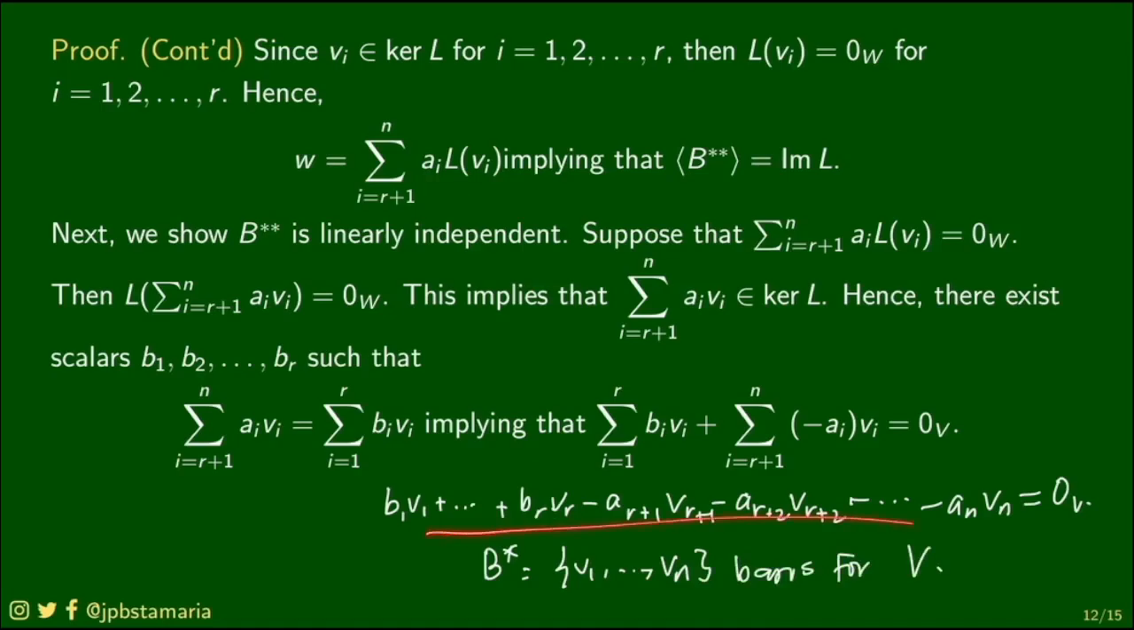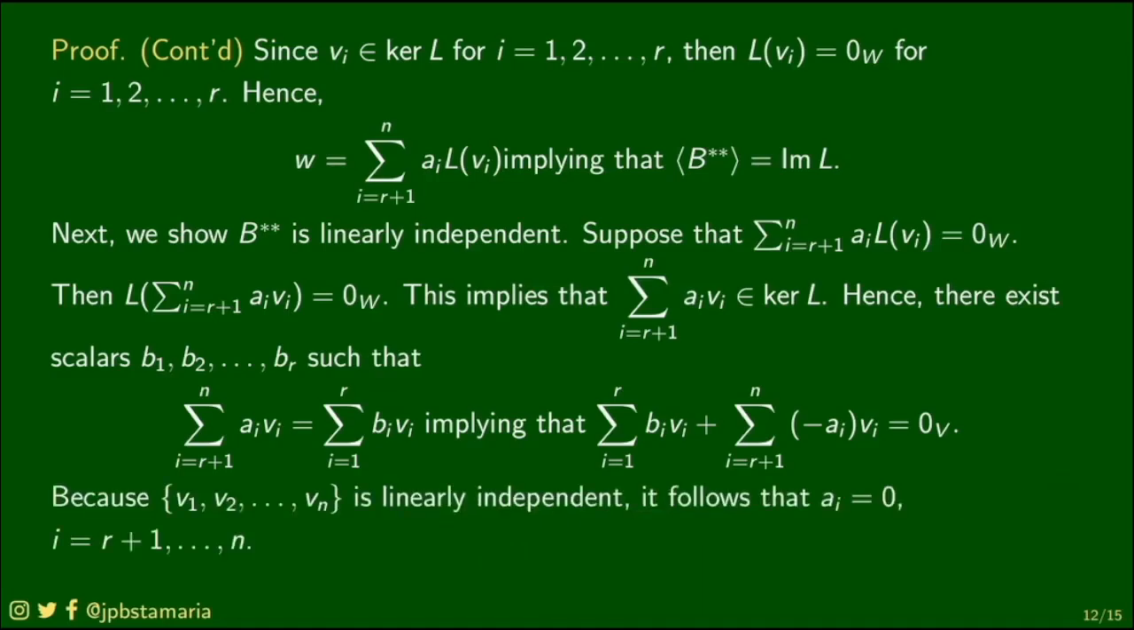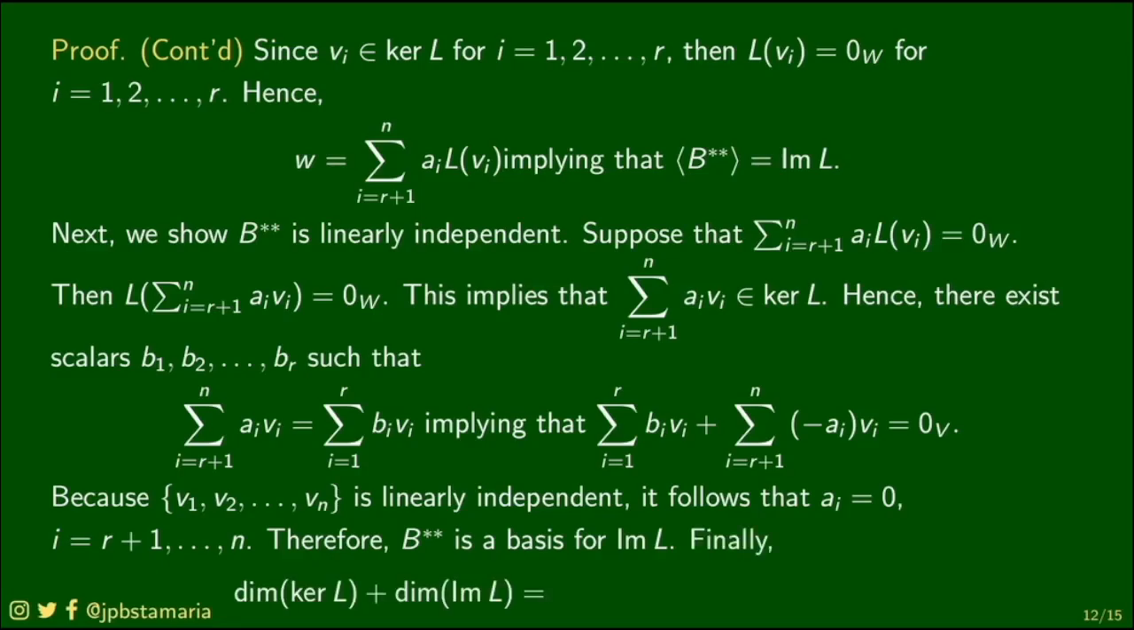So whenever you have this linear combination equal to 0, what's the conclusion? All the scalars are equal to 0. In particular, these a_i are 0, i from r plus 1 to n, which proves that this set L(v_i), the B double star, is linearly independent, therefore a basis for the image. Finally, the dimension of the kernel plus the dimension of the image equals r plus n minus r, which is n, which is equal to the dimension of V, finishing the proof of the Rank-Nullity theorem.